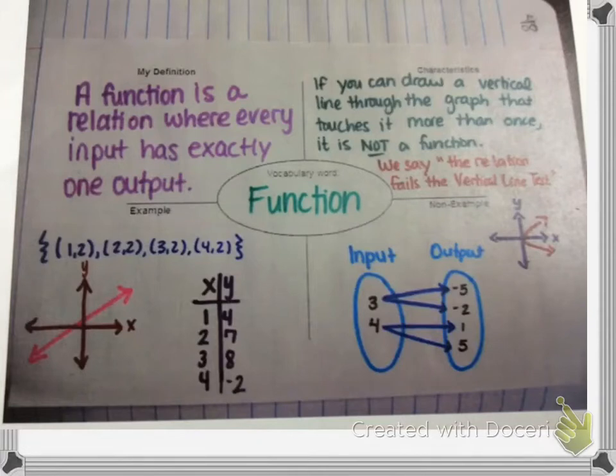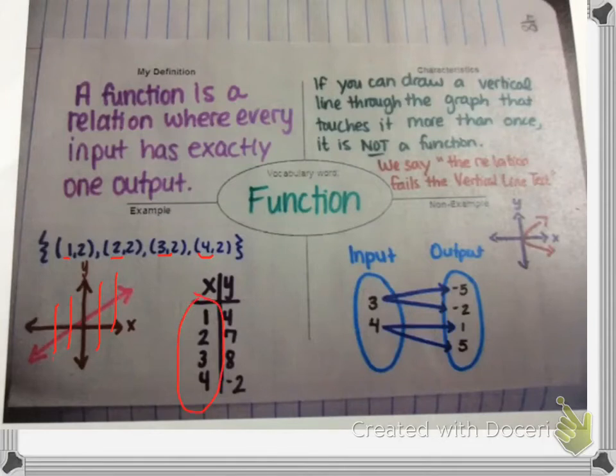Here are some examples of functions. You have a set of ordered pairs, and I am looking for the x's. There's a 1, there's a 2, there's a 3, and there's a 4. Those are all different x's. It doesn't matter if the y is the same, only if the x is. This one passes the vertical line test. If I draw lines, it's only touching that relation once. And here, 1, 2, 3, 4, the x's are all different, so it is a function.